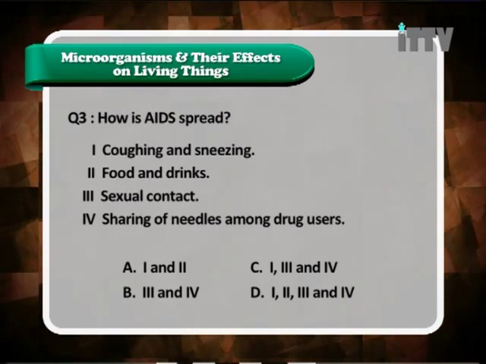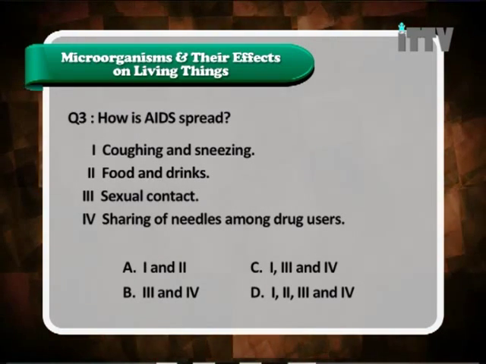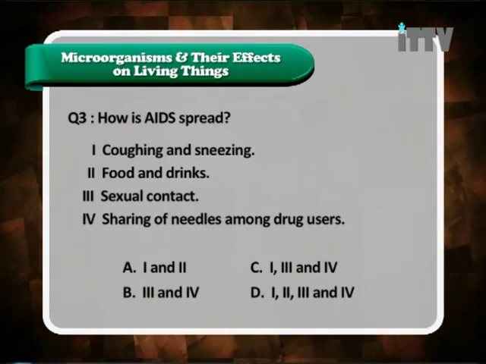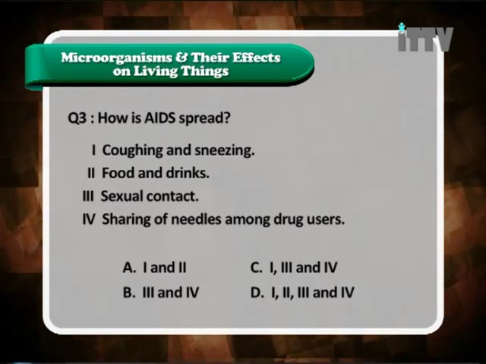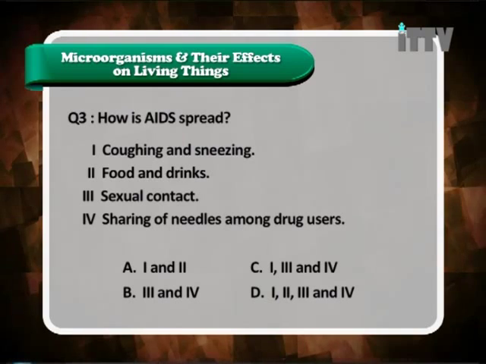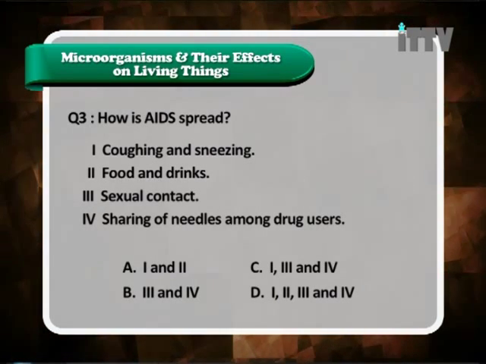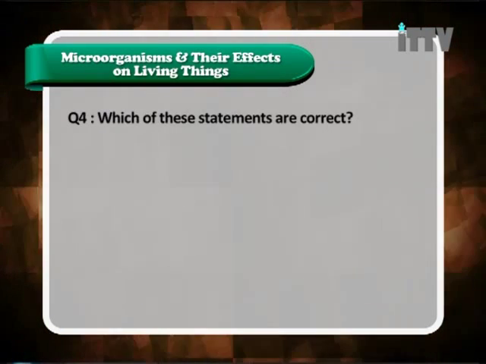AIDS is spread through sexual contact and blood transfusion. So therefore, 1 and 2 are wrong. So 3, sexual contact, is correct, and 4, sharing of needles among drug users, is correct also. So therefore, the answer for this question would be 3 and 4. B is the answer.